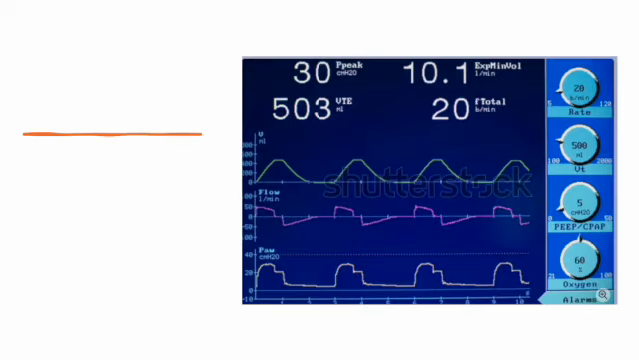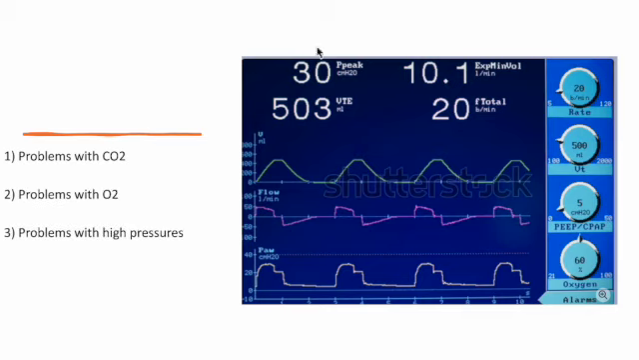Once the patient is intubated, there are really 3 pages you'll get: problems with CO2, problems with oxygen, and problems with high peak pressures. So let's walk through and troubleshoot each of these 3 issues.